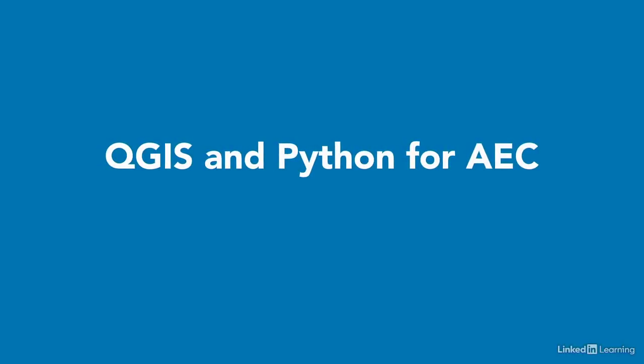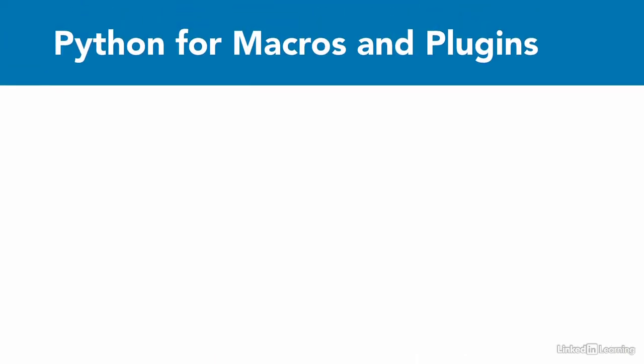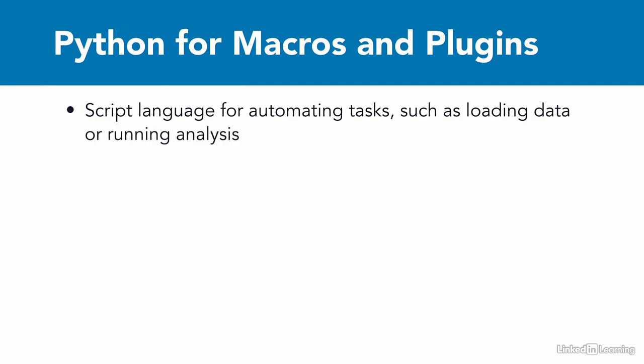In this video, we're going to look at what is Python and how does it relate to QGIS and AEC. Well, first of all, Python is a way to create macros and plugins, especially within QGIS. It's a script language for automating tasks, such as loading data, running analysis, even calculating areas.